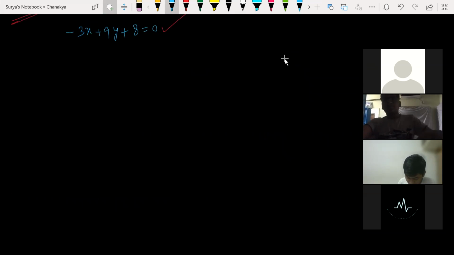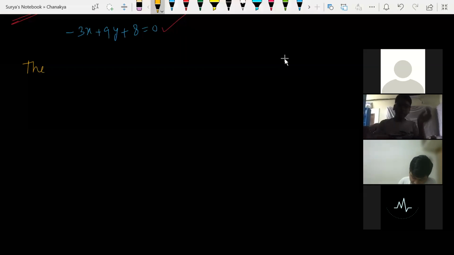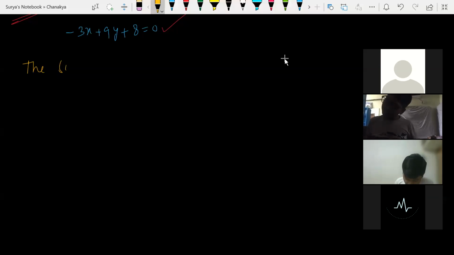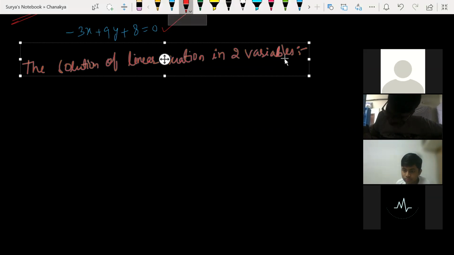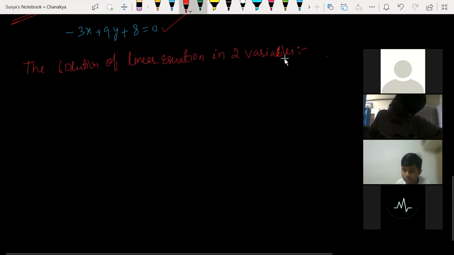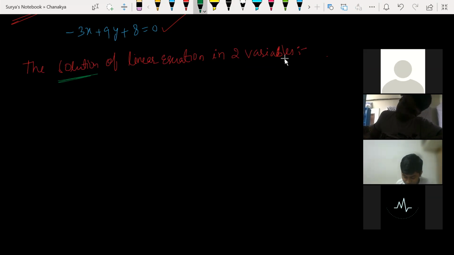Now we'll discuss one more topic: the solution of linear equation in two variables. See, we learned the definition of linear equation and its standard form. Now we are going to learn the solution, how the solution is going to be. Shreyan was asking, sir, how to solve that linear equation in two variables. Now I'm going to clear your doubt.